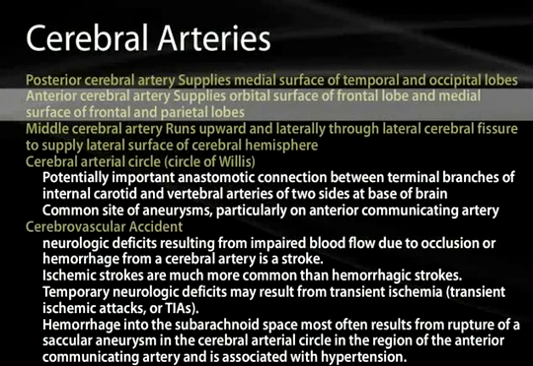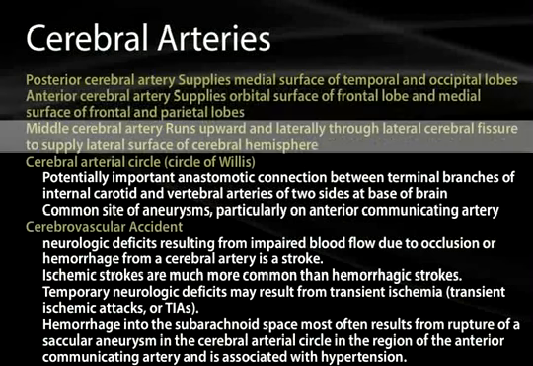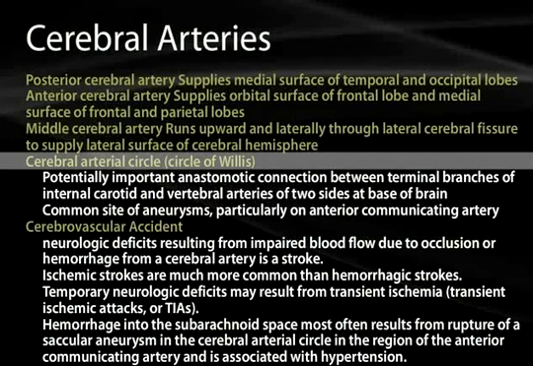What other things do you want to know about the cerebral arteries? Well, you need to know the posterior cerebral artery is going to be supplying the medial surface of the temporal and occipital lobes. The anterior cerebral artery is going to supply the orbital surface of the frontal lobes, and then it will come across over top of the corpus callosum. The middle cerebral artery is going to run upward and laterally through the lateral cerebral fissures to supply the lateral surface of the cerebral hemisphere.